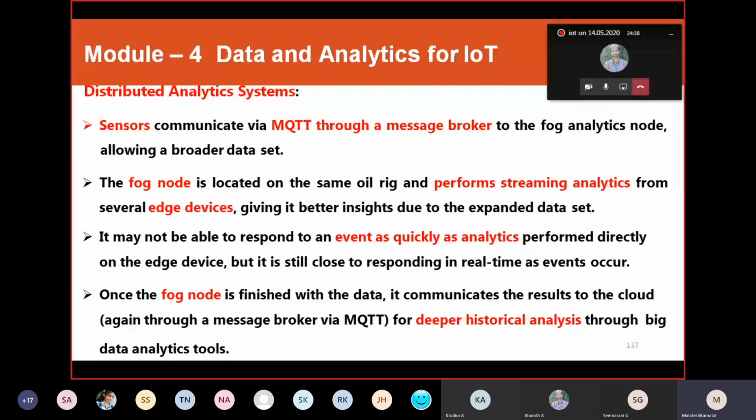Where they act as a broker, which will be collecting the data, because we have already used the words fog computing or edge computing.